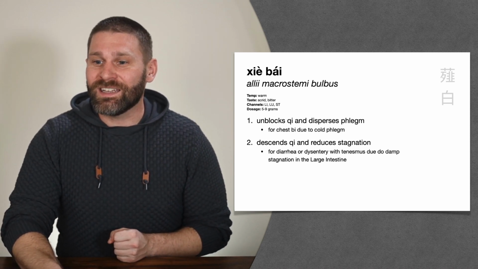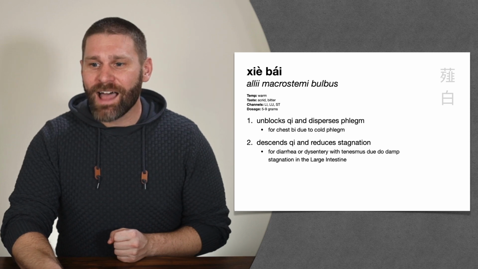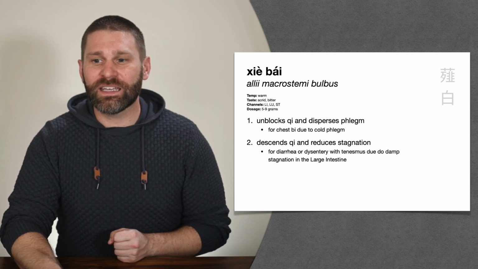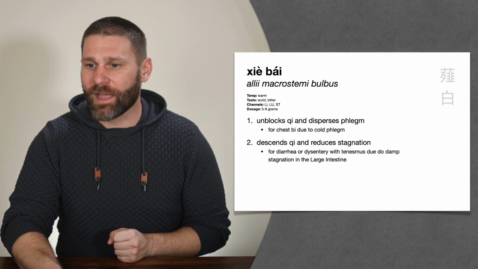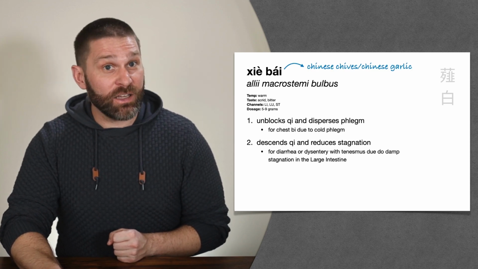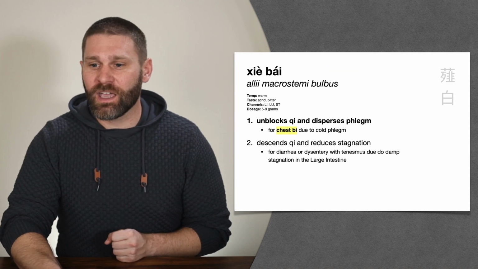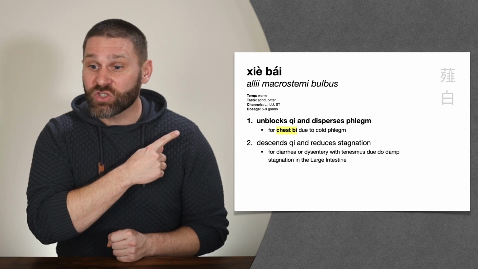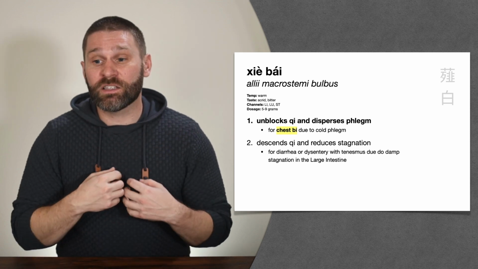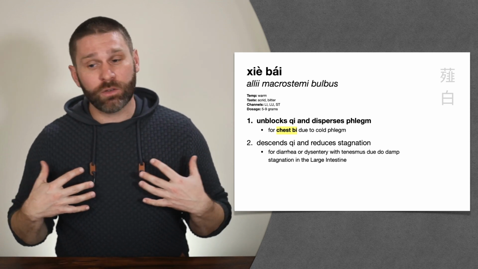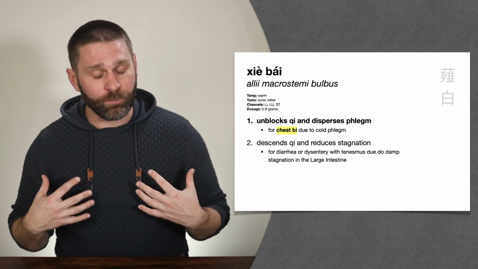The first one here is Xie Bai, Allii Macrostemi bulbus. This is Chinese chives or Chinese garlic. So I think what we need to know about Xie Bai is that it unblocks the qi and disperses phlegm, and is especially for chest bi due to cold phlegm.